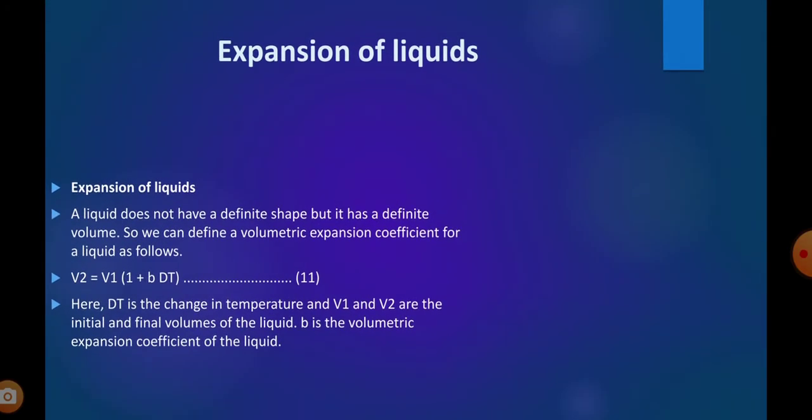Expansion of liquids. A liquid does not have a definite shape, but it has a definite volume. So, we can define a volumetric expansion coefficient for a liquid as follows. V2 is equal to V1 into 1 plus beta dt. dt means delta T. Here dt is the change in the temperature and V1 and V2 are the initial and final volumes of the liquid. In the textbook it is written as beta, you have to pronounce it as beta. Beta is the volumetric expansion coefficient of the liquid.